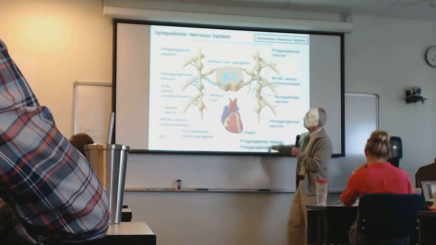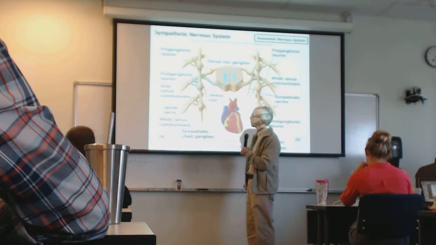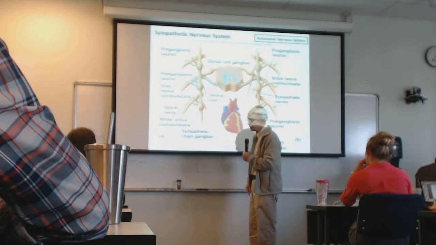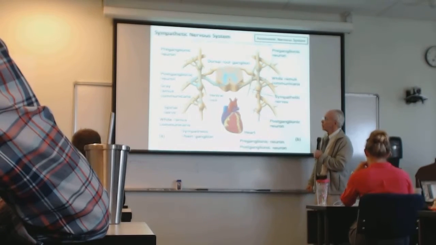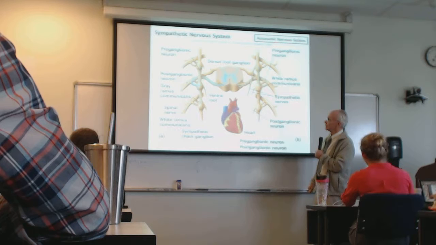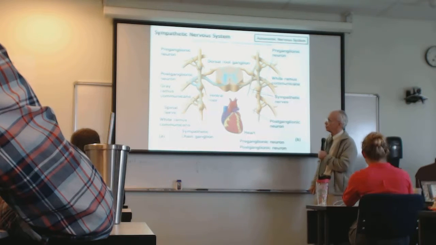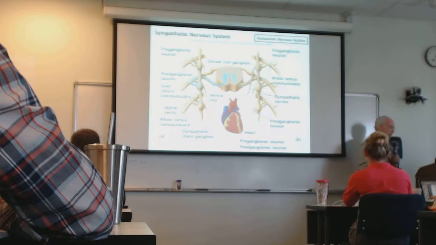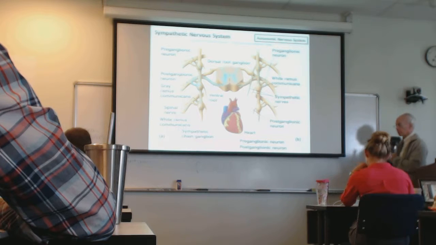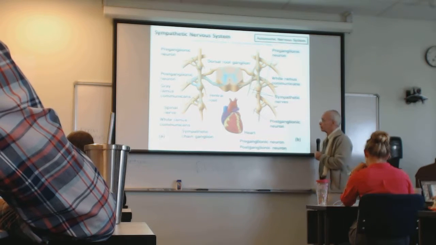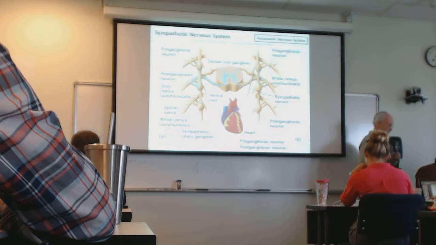...into synapse in the chain ganglia. So if the tissue that is innervated is above the diaphragm, then it is almost always going to involve a synapse in the chain ganglia. If the tissue resides below the diaphragm, then the synapse is going to be in the prevertebral ganglia. Again, with a couple of exceptions.